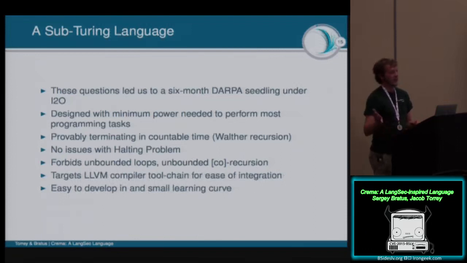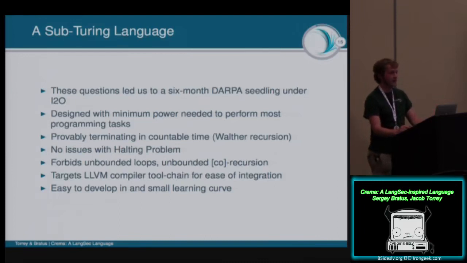So if you basically make this programming language provably terminating in countable time, so that's what's known as Walther recursion, you have no issues with the halting problem, so you've been able to sidestep that huge issue with a lot of verification and programming tasks. The programming language forbids unbounded loops and unbounded recursion or co-recursion, so that's if you have function A that calls function B and then B back to A, so that's kind of a trick that you might be able to break out of, so you explicitly prevent that at compile time.